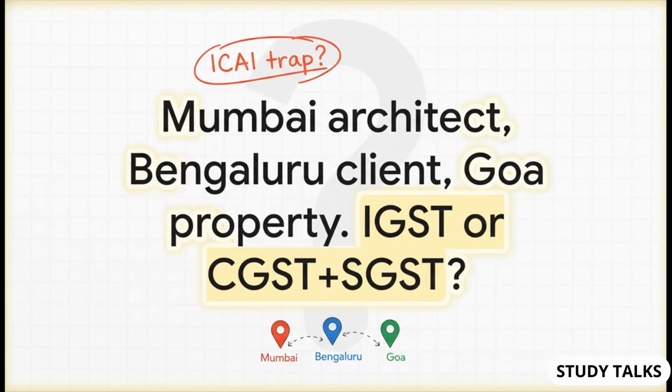Okay, so let's dive right in. Take a look at this question. An architect in Mumbai, a company in Bengaluru, a property in Goa. Seems pretty straightforward, right? Wrong. I'm telling you, this is designed to make you second-guess everything. This is ICAI's bread and butter, and the answer has nothing to do with just spotting where the property is. So let's pull this thing apart piece by piece.